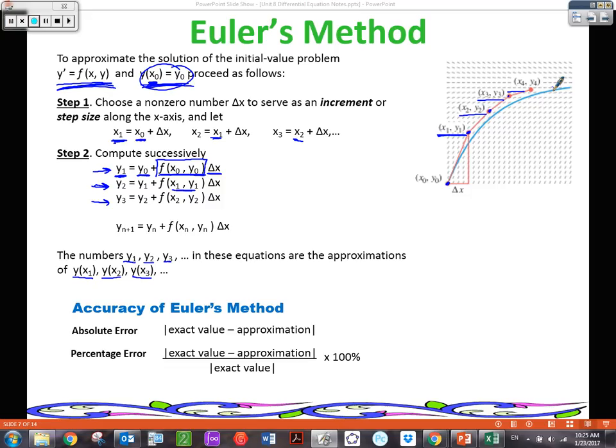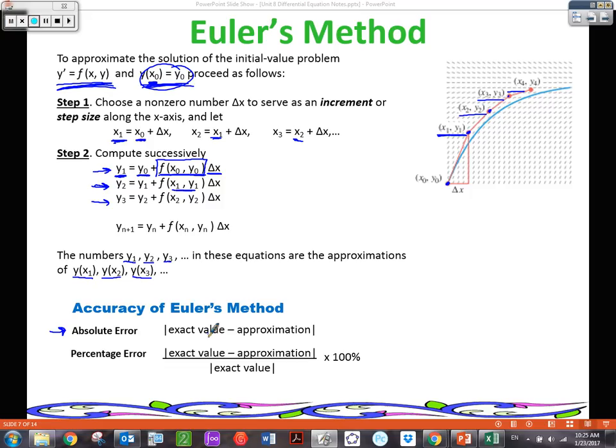All right, we also are going to look at accuracy of Euler's method. We're going to look at absolute error versus percentage error. So if the question asks for error, it just says error, it means this one, absolute error. It may not use the word absolute, but that's what it's asking for. The error is the absolute value of the exact minus the approximation.